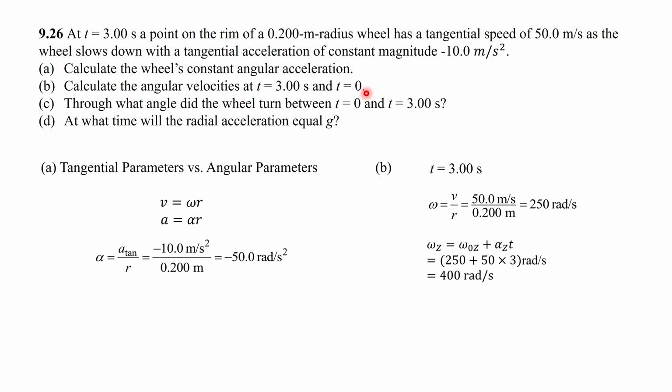So we know this motion has a constant acceleration. Here we have constant angular acceleration, so we can use the formula: the change of the angular velocity is equal to the angular acceleration times the time. The initial here, let me see, is 250, and the 50 is the acceleration, and this acceleration is obtained from part A. So in the 3 seconds, we got 400.